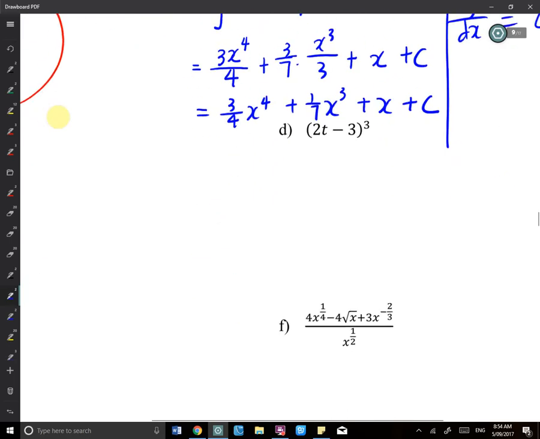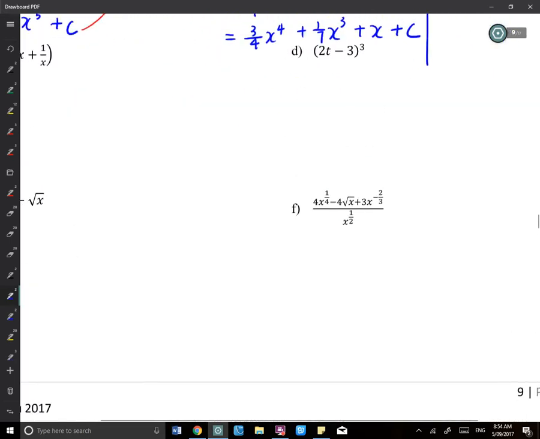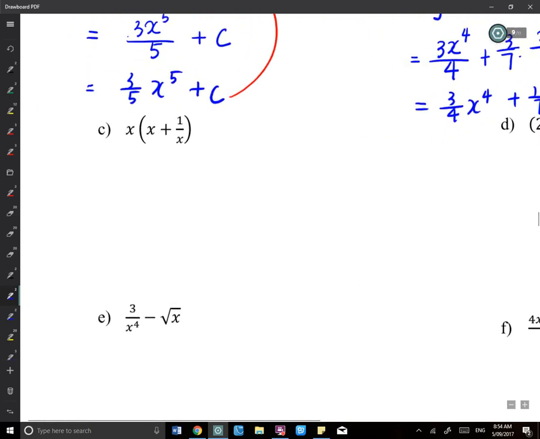Okay, so we have the next one. We need to expand it first because it's times. Again, integral fx times gx is not the same as integral fx and then times integral of gx. You can't do that when you do differentiation, and you can't do that when you do anti-diff. So you can only do separate plus or minus.